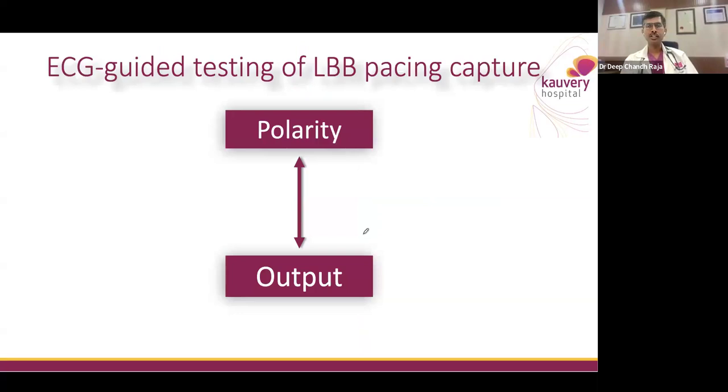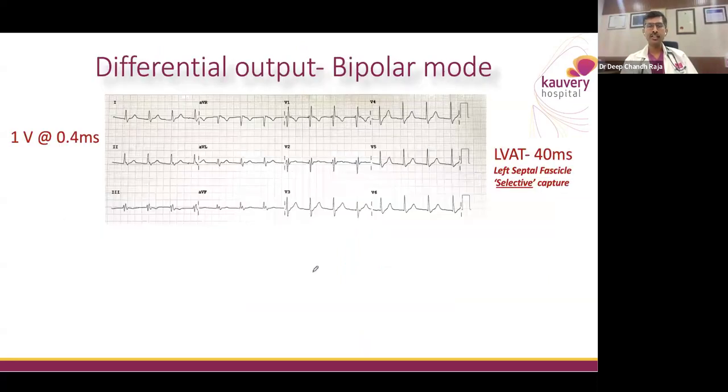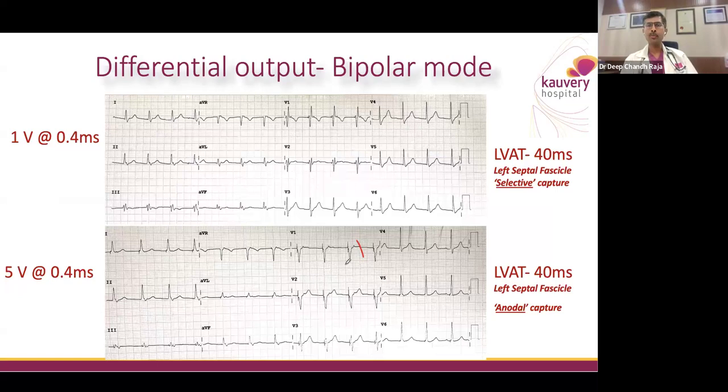So we did an ECG guided testing of left bundle branch capture. This is where I would like to introduce another concept, unipolar mode and bipolar mode. In the bipolar mode, now that we know that the anode and the cathode both are inside the interventricular septum, it's highly likely that both the anode and cathode will start capturing the myocardium. So there will be a change in the morphology when you switch from a unipolar mode to bipolar mode.